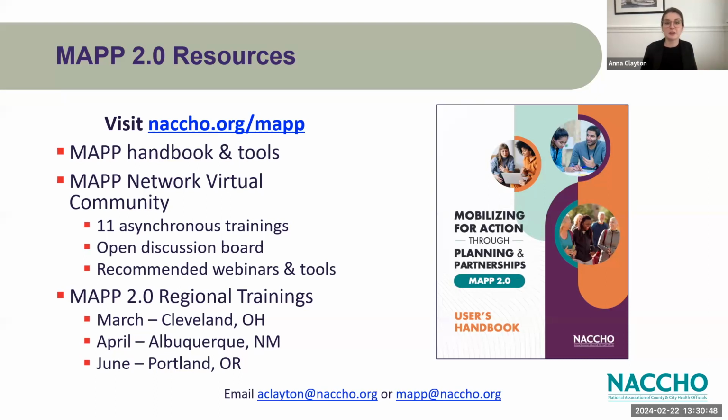We also have a series of regional trainings upcoming. So in March, we'll be in Cleveland, end of April in Albuquerque, and in mid-June in Portland, Oregon. And you can find all that information at nature.org/MAPP. But now I will hand it back to Molly, I believe, for our Q&A section.